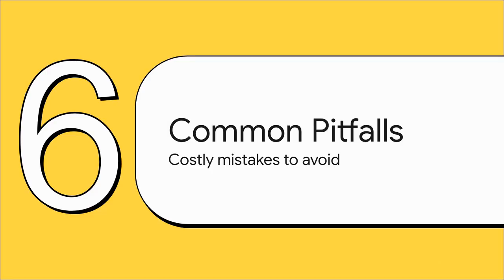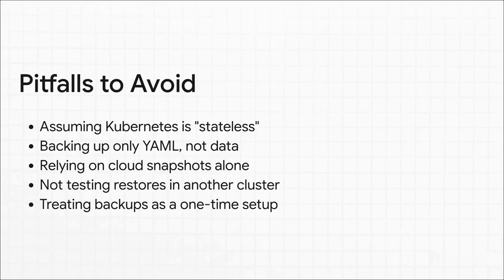All right, finally, let's learn from the mistakes of others. There are a handful of really common assumptions and pitfalls that can completely undermine an otherwise well-intentioned backup strategy. Let's make sure we avoid them. These are the classic blunders. Believing Kubernetes magically handles state for you, or backing up the YAML from your Git repo but completely forgetting about the production database. And then there's the biggest one of all, setting up backups once and then never, ever trying to restore them. Just recognizing these traps is the first step to building a system that's truly resilient.